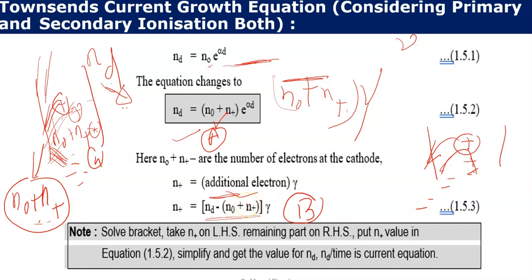Solve the bracket, and then take this N plus here, because we are solving for N plus. What will be the actual electrons due to positive ion impact? That we again have to substitute in the equation. So solve the bracket, take N plus on the left hand side, and then find N plus. Let us continue that in tomorrow's session. If any doubt is there up to this part, you can ask me.